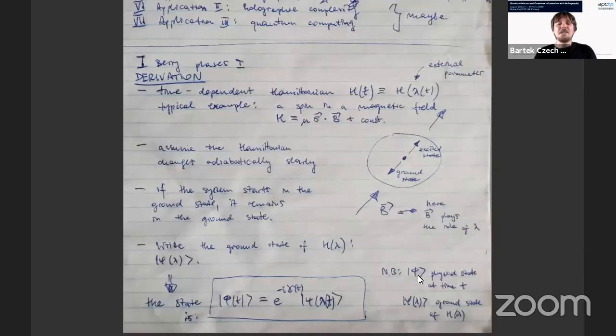I also want to point out something about the notation. Phi here will represent the actual state of the system at the time t, whereas psi is the ground state of the Hamiltonian, but it's the ground state in this unknown phase. Whatever the phase is, psi could be that.